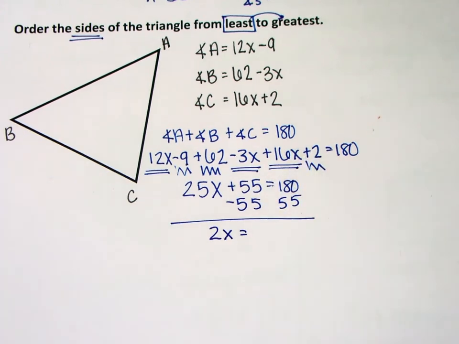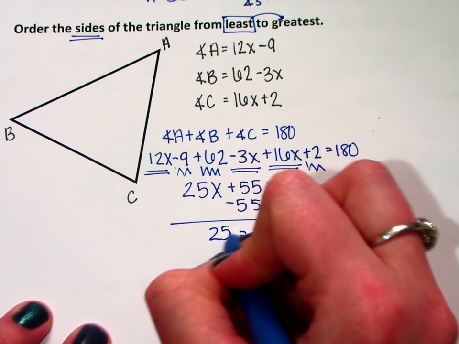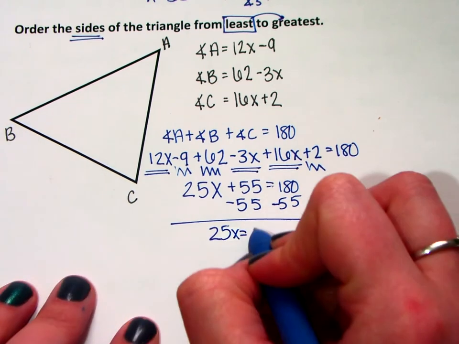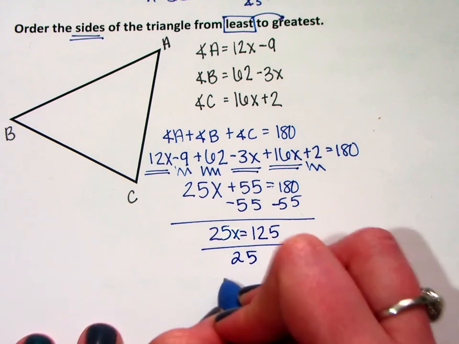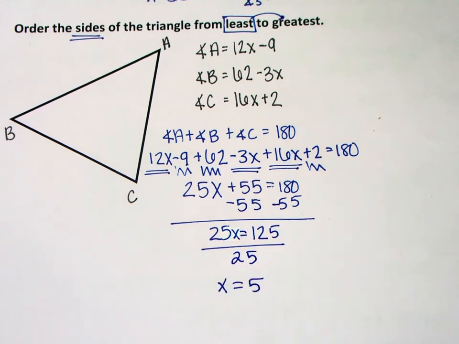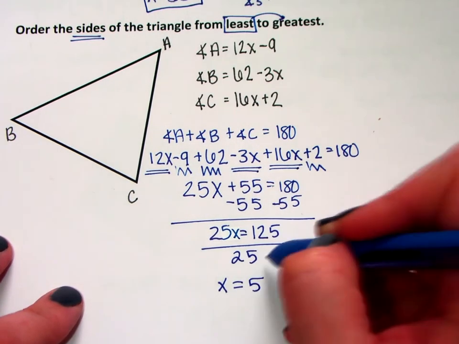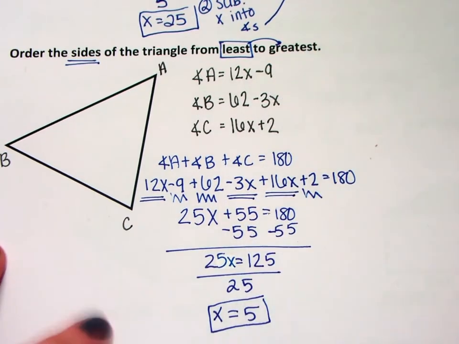Oh, not 2x. Let me grab my white out real quick. So I get 25x. Subtracting 55 from 180 gives me 125. Divide both sides by 25, and x is 5. So again, once we solve for x, that doesn't mean we're done. All I did was box in the 25 up here.